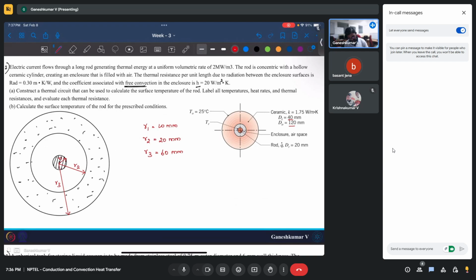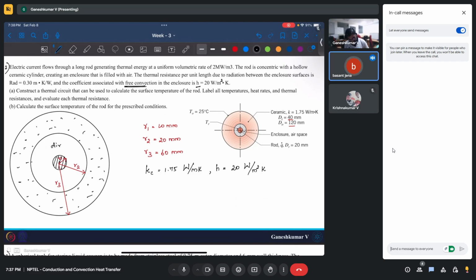All right. Now, we are also given k of the ceramic material, which is 1.75 watt per meter Kelvin, and h. The air present here is circulating inside the enclosure, so there will be a convective heat transfer, which is given as 20 watt per meter square Kelvin.